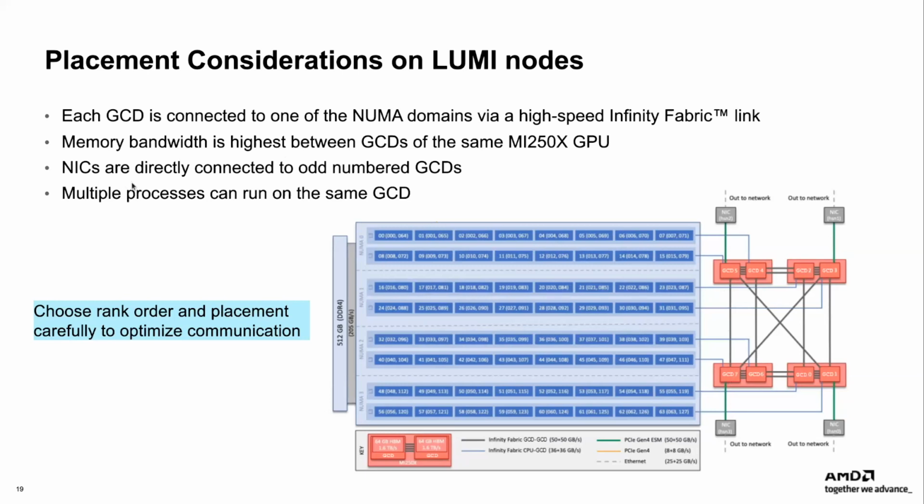That's important. NICs are directly connected to odd-numbered GCDs. There are 4 NICs in the system. And we also can run multiple processes on the same GCD. So AMD GPUs natively support running multiple processes on the same GPU device. So we want to choose rank order and placement carefully in order to optimize communication.